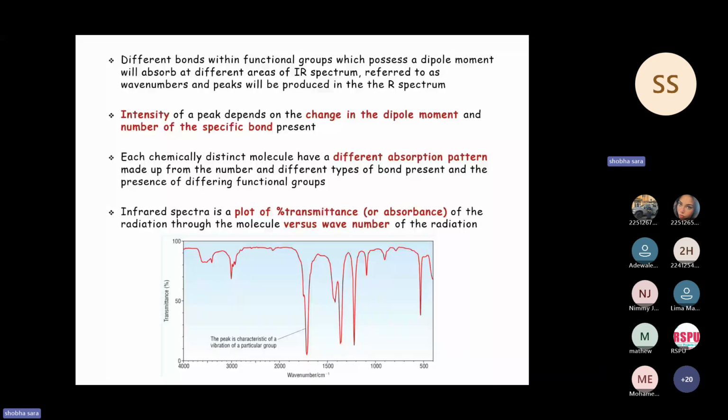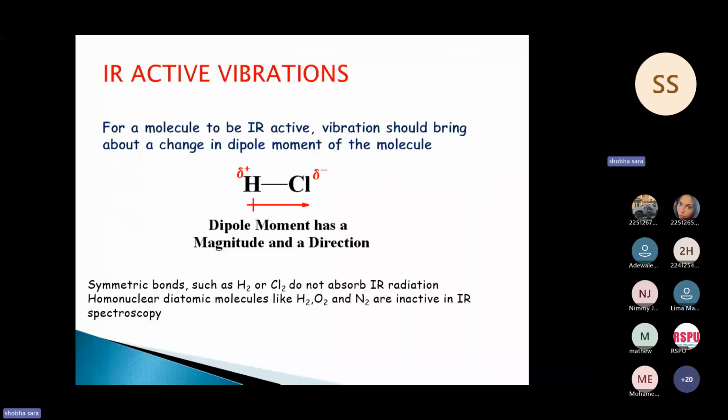And you saw how the spectrum looked, percentage transmittance versus wave number. Then I told you, in order for a molecule to be IR active, this vibration should bring about a change in the dipole moment of the molecule. This is very important. If there is no change in the dipole moment of the molecule, there is no absorption or no IR activity will be shown.